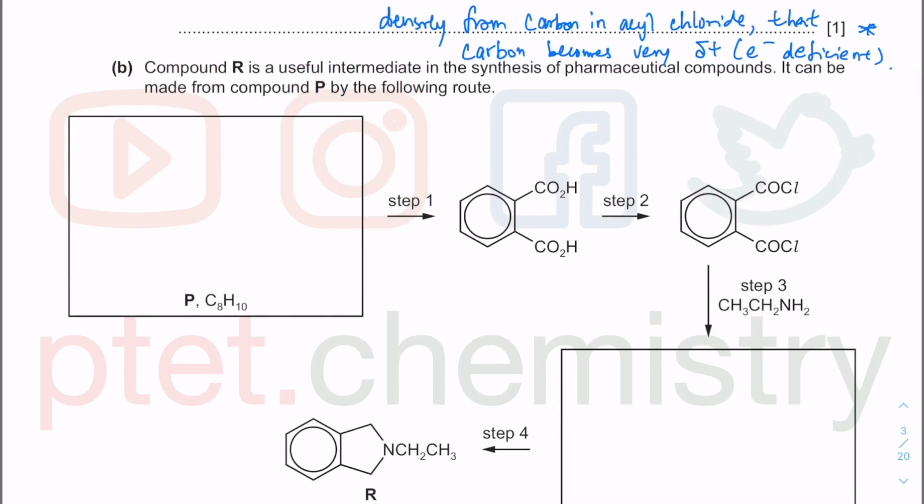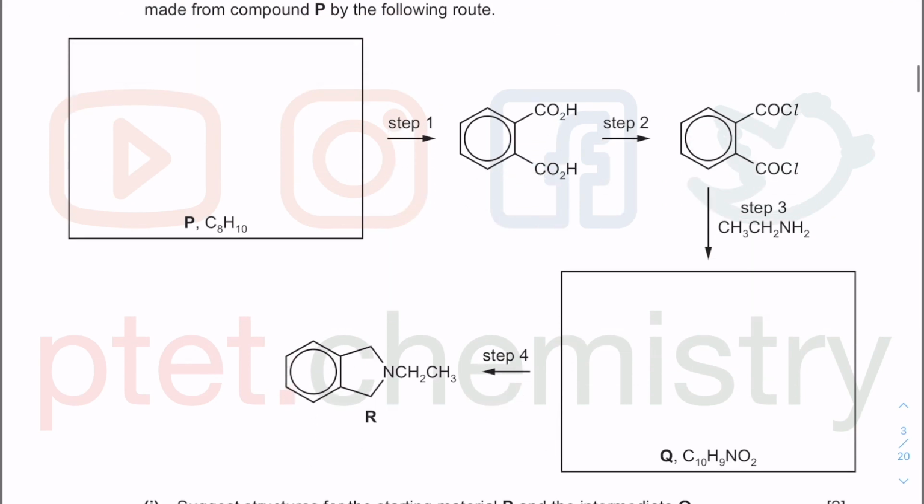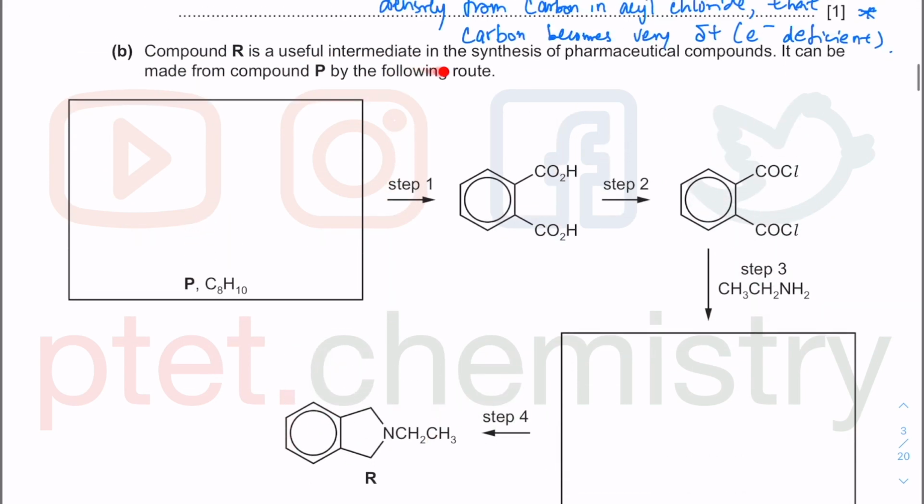Part B, so we have compound R. Compound R is this thing here, and is a useful intermediate in the synthesis of blah blah blah. You can make R from compound P. Compound P is a hydrocarbon, a compound containing carbon and hydrogen atoms only, and from there you can get this carboxylic acid. We think about carboxylic acid bonded to a benzene ring as benzoic acid, and this is also benzoic acid. So this is a dibenzoic acid, something like that. So we can think about benzene chemistry. Which one will give you benzoic acid?